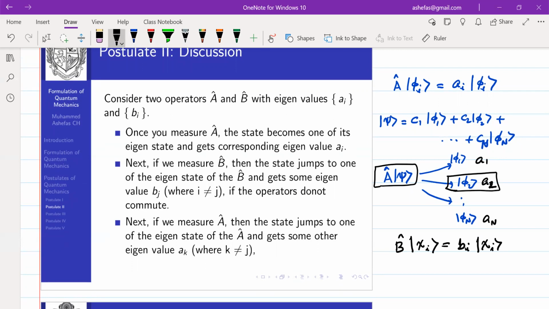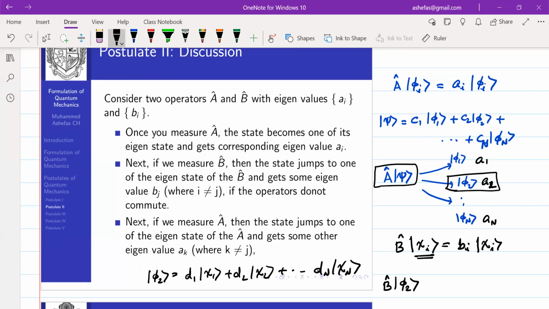Then the operator B has to act on this ket phi 2, because we have got the eigenvalue A2 as a result. That means the system is in the state ket phi 2. Now we have to act B on ket phi 2. This ket phi 2 can be expanded in terms of chi_i. So I can write ket phi 2 as d1 chi 1 plus d2 chi 2 plus etc., dn chi n.